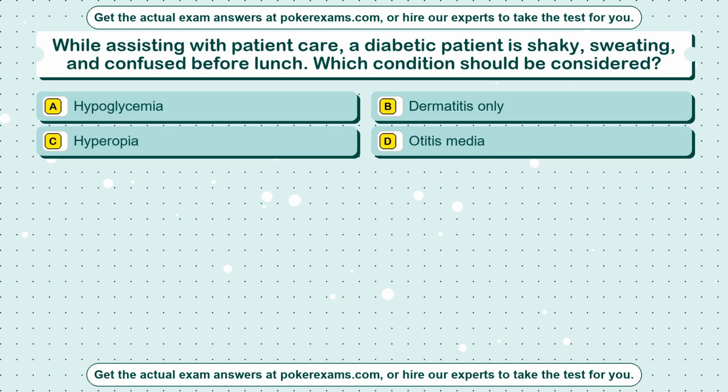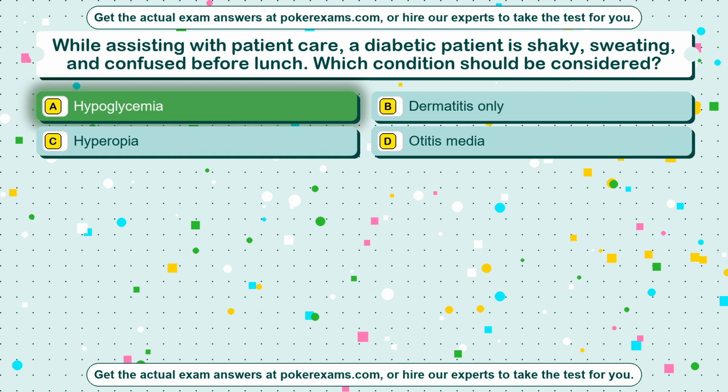Question 55. While assisting with patient care, a diabetic patient is shaky, sweating, and confused before lunch. Which condition should be considered? Option A, hypoglycemia. Option B, dermatitis only. Option C, hyperopia. Option D, otitis media.